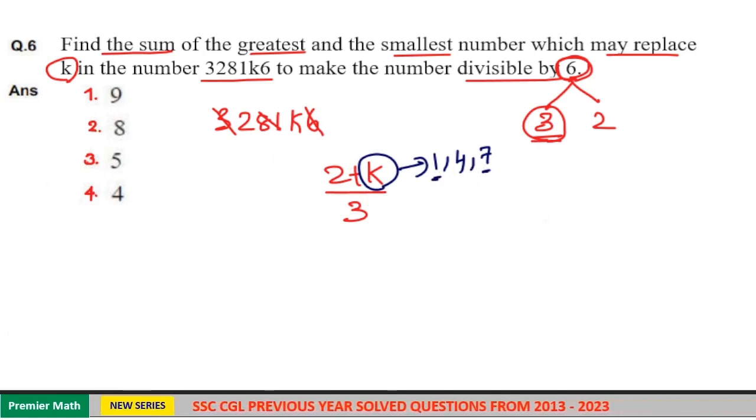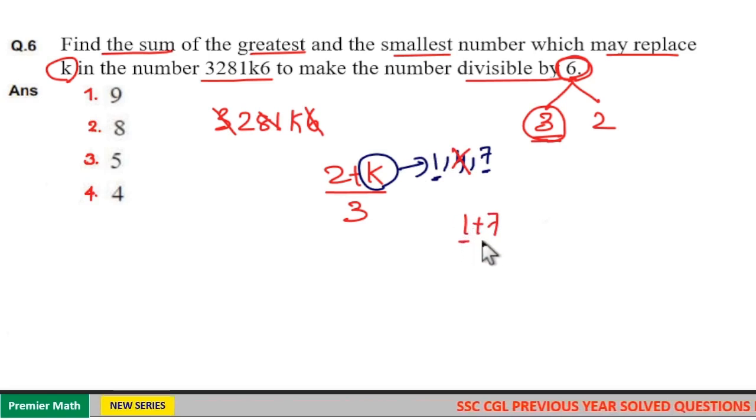So here 4 is eliminated, that is 1 plus 7. Our answer is 1 plus 7. Smallest number is 1 and largest number is 7. So 8. Option 2 is your answer.